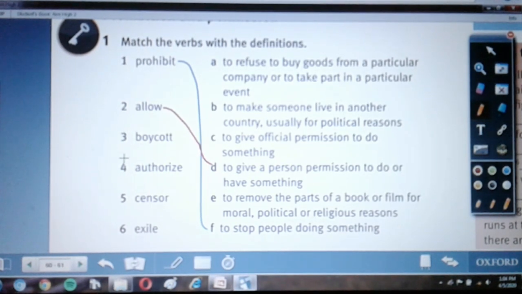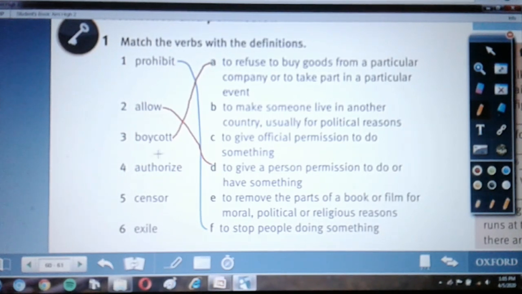Now, number 3. What's the meaning of boycott? I'll give you 5 seconds to choose your answer. 1, 2, 3, 4, 5. What's your answer? The answer is A. Boycott means to refuse to buy goods from a particular company or to take part in a particular event.